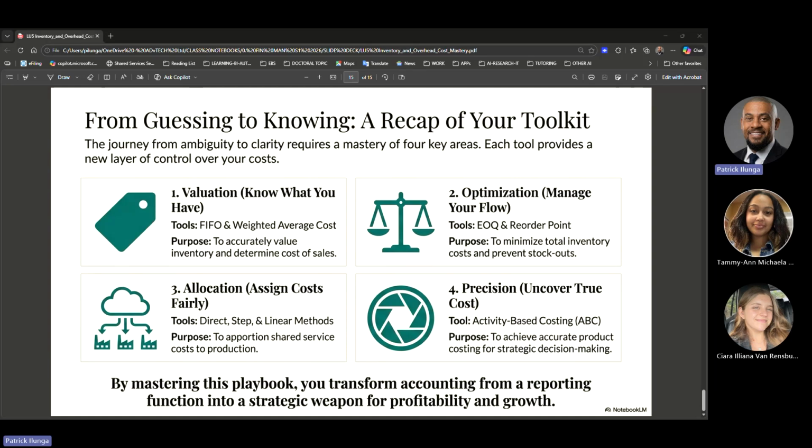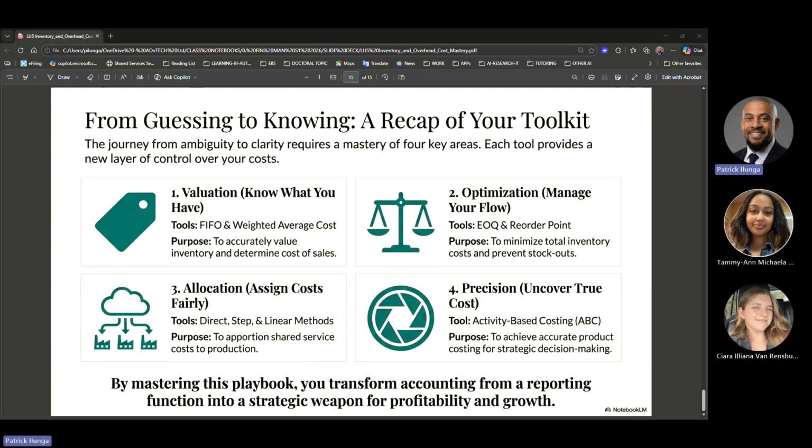The second part will cover the optimization. That's where the concept of EOQ, economic order quantity, would be introduced, and reorder points. But I think economic order quantity is the major principle there. We want to minimize the total inventory cost, and we want to prevent running out of stock, because it's quite dreadful to run out of stock when you are in the middle of production. Just bear that in mind.